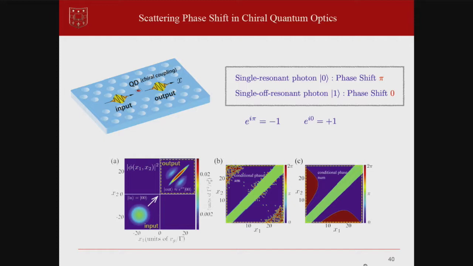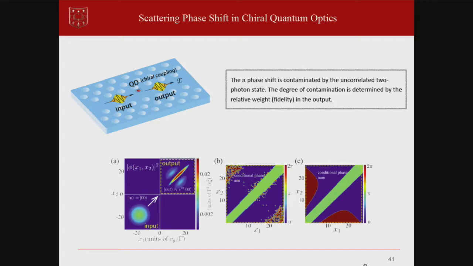So that means the output essentially has a pi phase shift, but the pi phase shift is contaminated by the two uncorrelated photons. And the relative weight between the dimer and the disk gives you the fidelity. So if the output is mostly this, then the output gives you a pi phase shift.